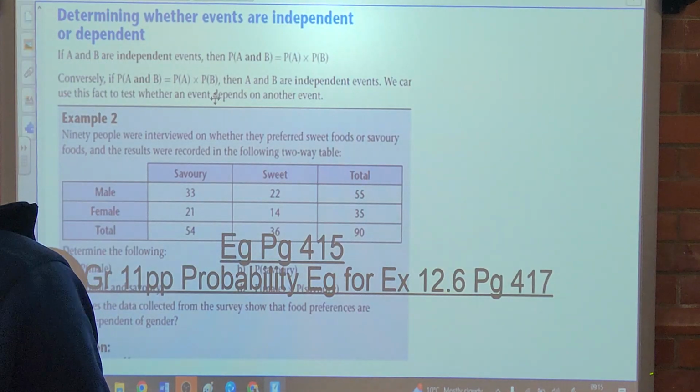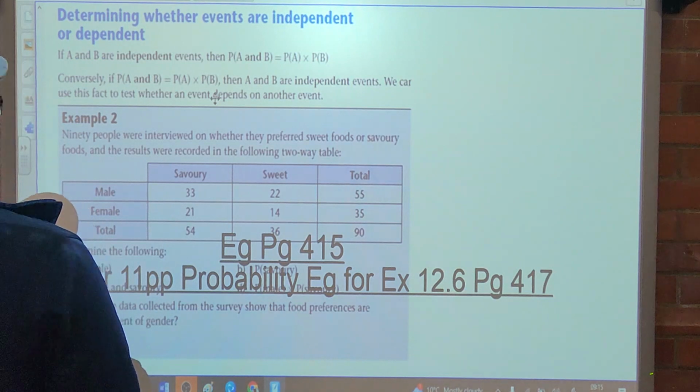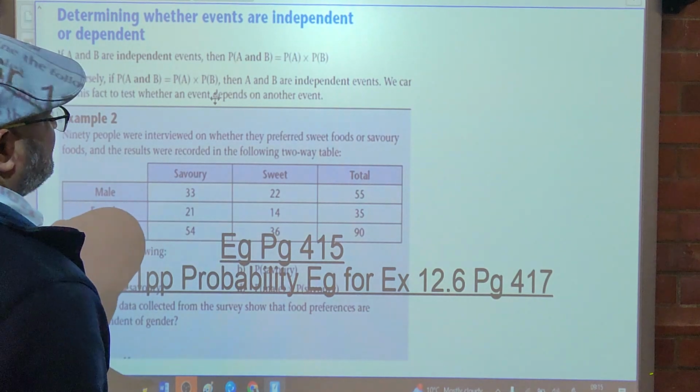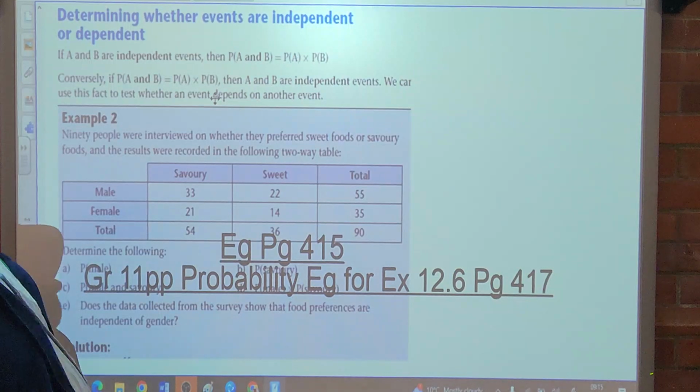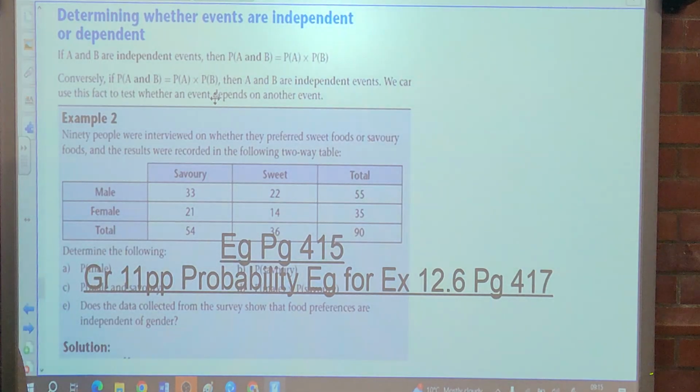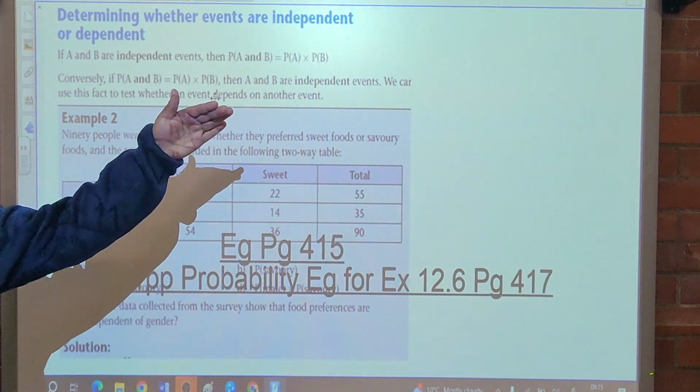If A and B are independent events, then the probability of A and B is equal to the product of the probability of A and the probability of B. Conversely, which means to say in the reverse, if the probability of A and B is equal to the probability of A times the probability of B, then A and B are independent events. Okay? So that's basically the reverse of the rule.